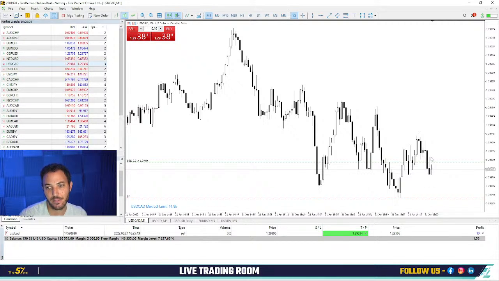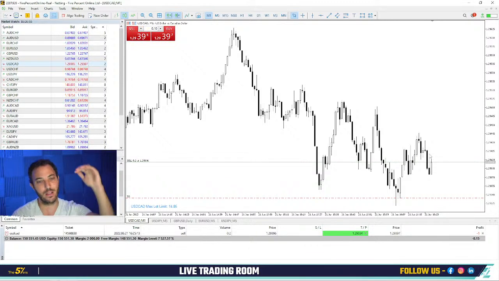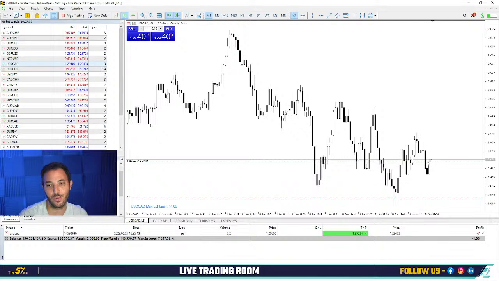After that bear candle, I'm very surprised there was no continuation. I know there's some support here, but on the last second of this candle, there was a lot of pressure to the downside. There should have been some continuation to the low side. So now I need to keep reading price action and see what it's telling me.